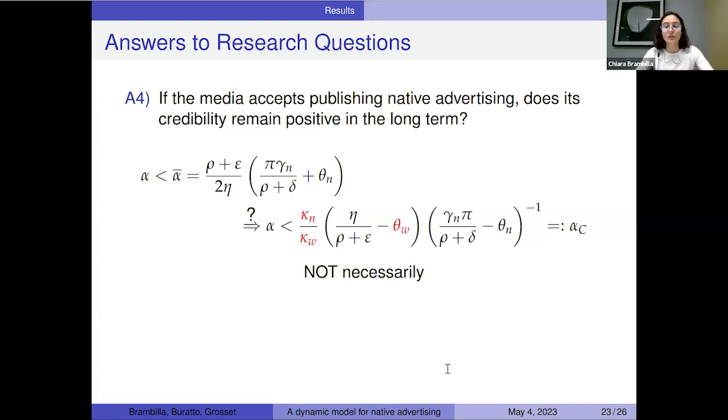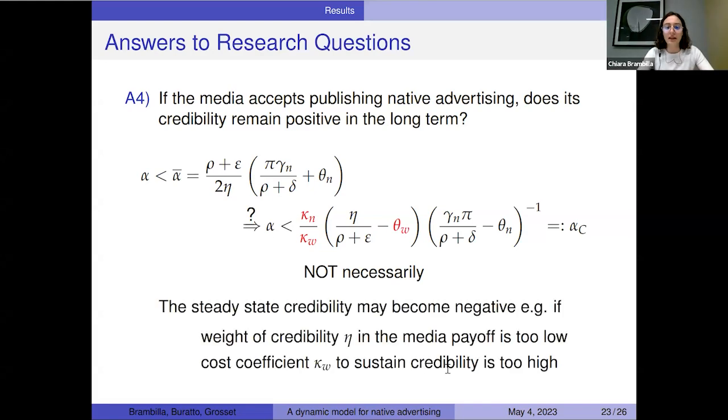So the answer to this question is not necessarily, because it may happen that the credibility steady state becomes negative, even though admitting native advertising is optimal from a profit point of view for the media outlet. And this may happen, for instance, if the weight of credibility eta in the media payoff is too low, or if the cost coefficient Kw to sustain credibility is too high.